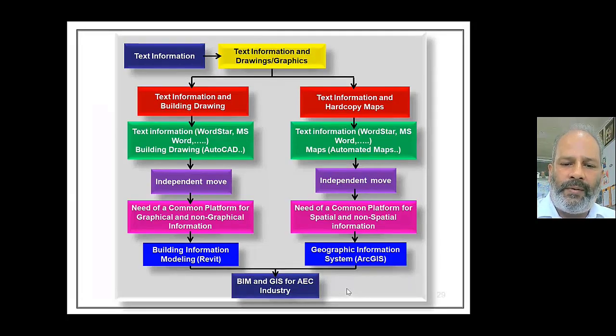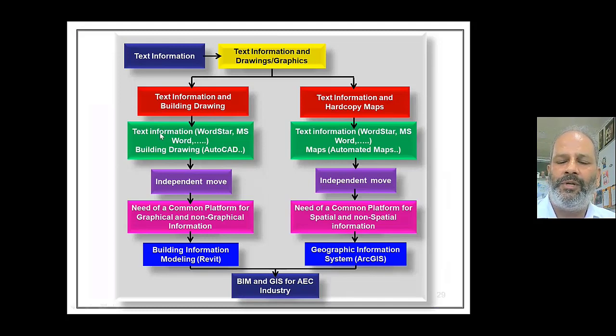Now I will differentiate GIS from the CAD world. Whenever there's a particular construction, whether in architecture, civil, or the AEC industry, which we call architecture, engineering, and construction, we have some text information, and along with that information, we have the graphics also. So this is the CAD world side. We have developed very good software tools to deal with this text information and the drawing information.